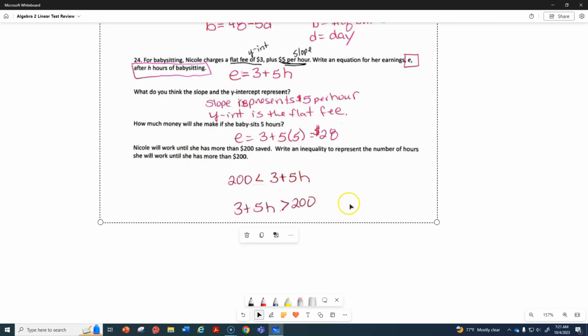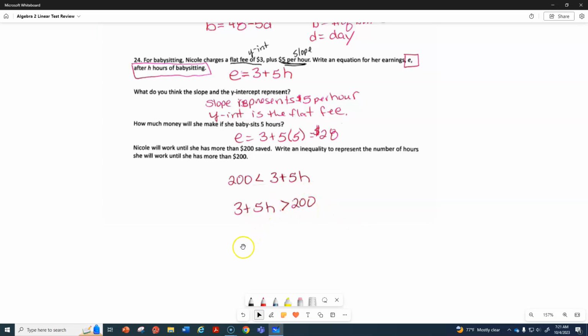If you are dealing with a situation where you have an inequality, it's going to tell you Nicole will work until she has more than. There's the indication that we're going to be using an inequality, more than. So $200 is the least amount of money that she's going to have. This is what she's actually working for. So $200 is going to be smaller than the amount of money she actually saves. If you read it the other way around, this is the money that she's earning, and that money is going to be greater than the $200 that she set as her goal.